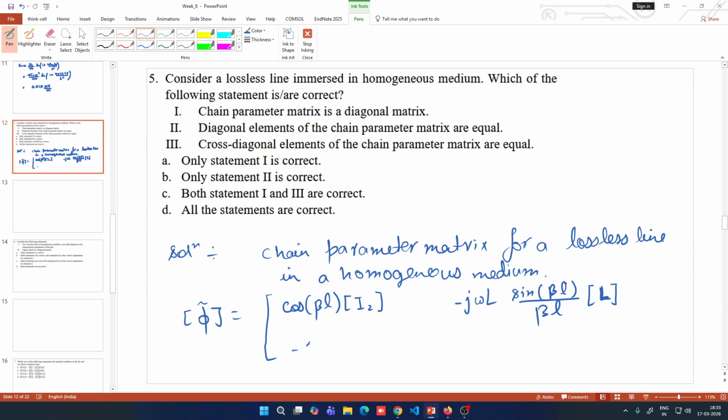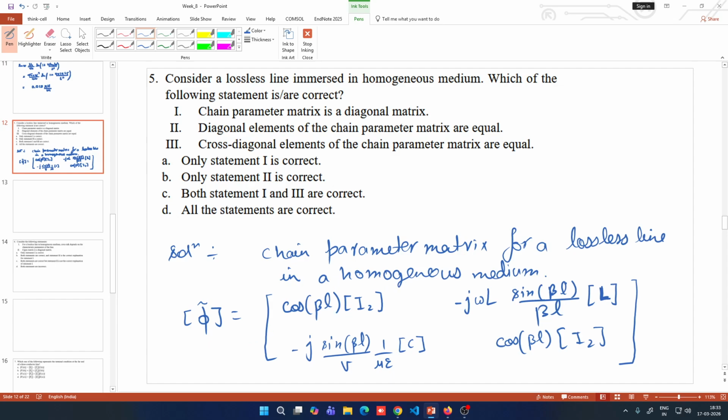Phi21 is given by minus j sine beta L divided by V into 1 by mu epsilon into the C matrix, and phi22 is cos beta L into the identity matrix I2. So this is what a chain parameter matrix for a lossless line in a homogeneous medium looks like.